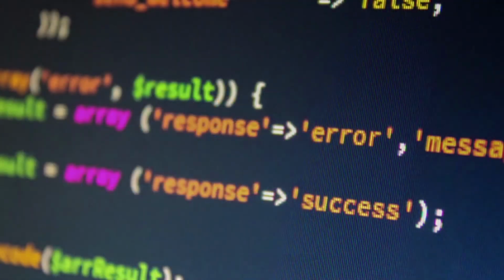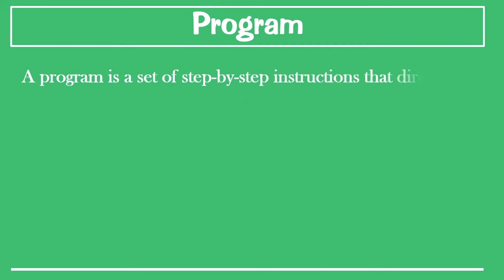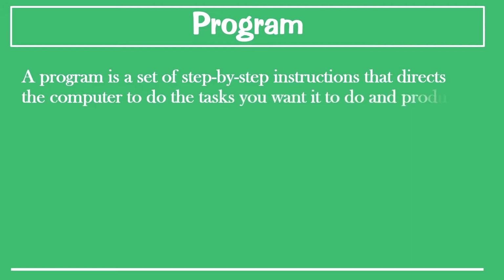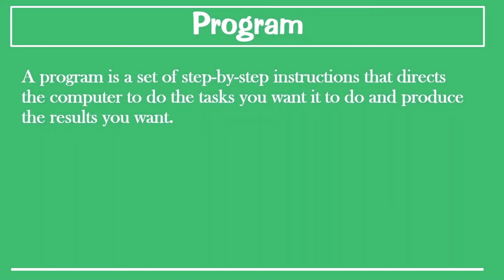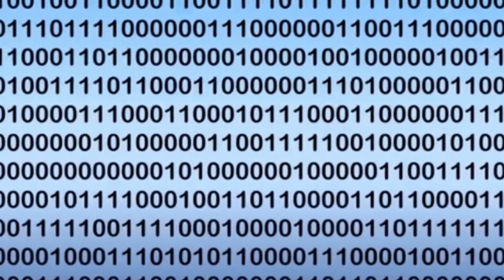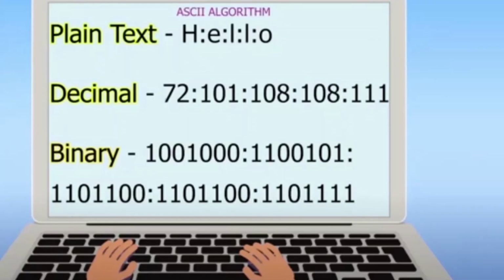Well, another word for software is program. A program is a set of step-by-step instructions that directs the computer to do the task you want it to do and produce the results you want it to produce. Now, programming is a way to instruct the computer to perform various tasks. To instruct the computer simply means that you provide the computer with a set of instructions that are written in a language that the computer can understand, for it to carry out those instructions.